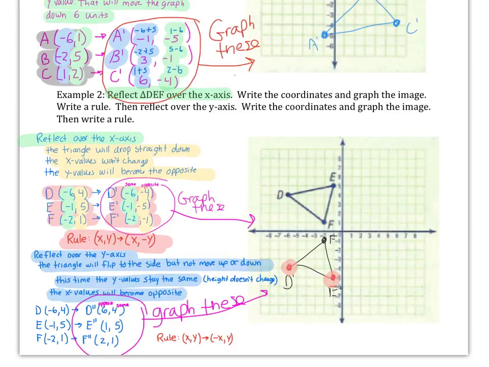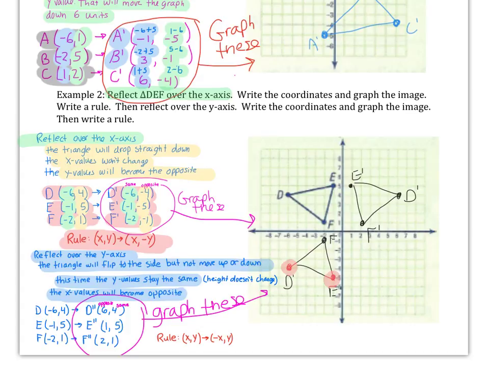So back here to the original, E is going to move over on this side of the y-axis for E prime. F is going to move on this side as well. And D is going to be right here. Okay, so that's our triangle reflected over the y-axis.